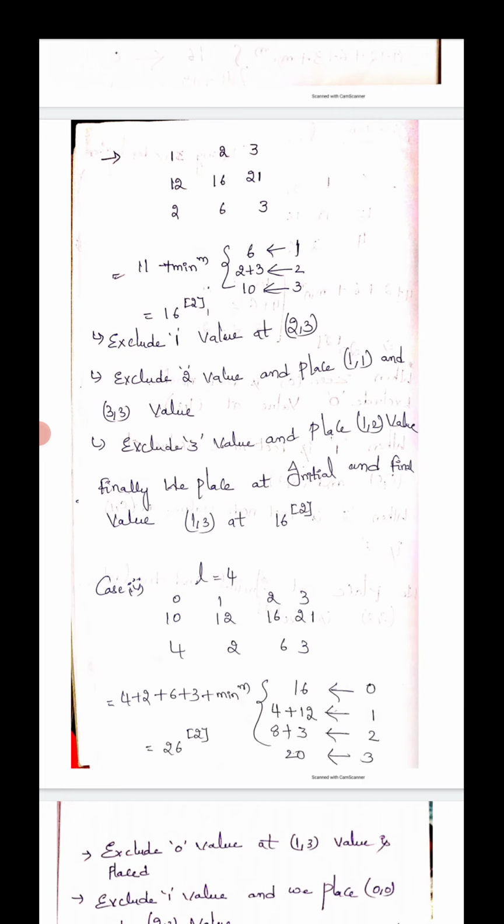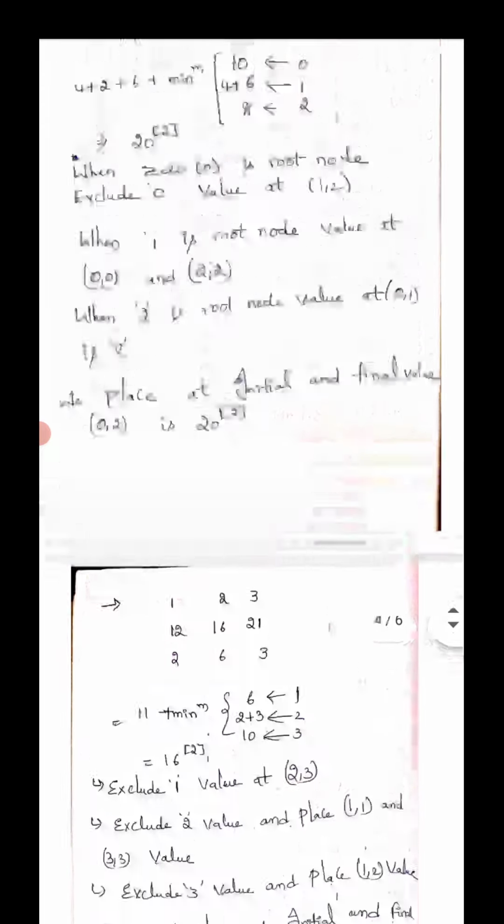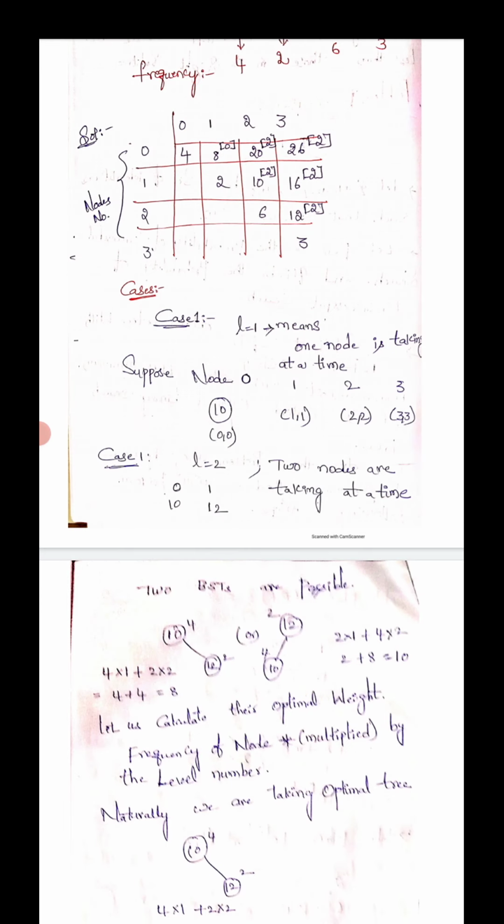Look at the nodes, amma. 1, 2, 3. We place the initial and final value. Initial value is 1. Final value is 3. At the 1, 3 position, we place 16 subscript of 2. At the 1, 3 position, 16 subscript of 2. Yes, from root node 2 we place the value 16.